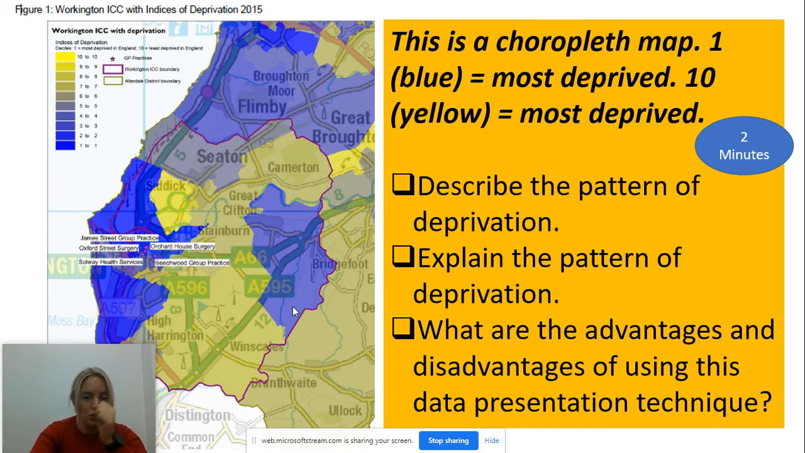You've probably already looked at this in some of your GCSE geography. Do we think, for example, that all of Flimby is about 3 to 2 rank for deprivation? Do we think all of Camerton is about 8 to 8, something like that? Is it too general? Are these differences? So we can see here in Siddick, there is a huge difference between this area and this area. Is that accurate or is it not? So a couple of minutes, have a little think about that.